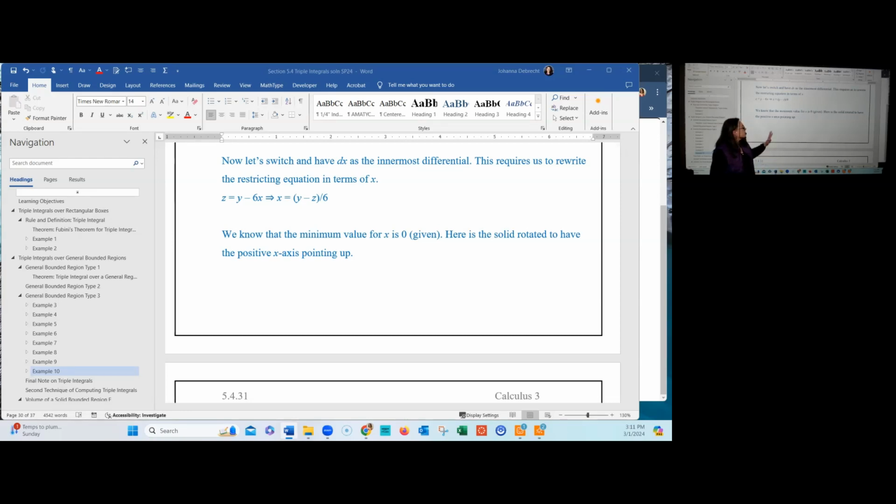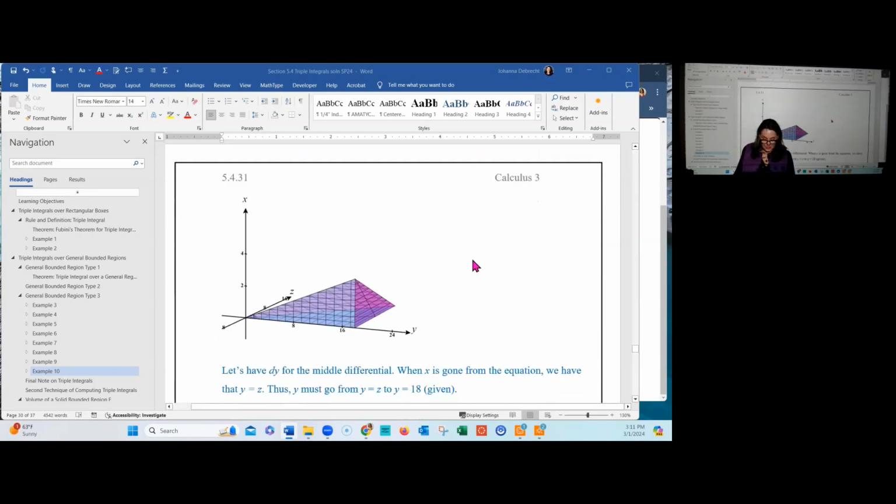So in this case, we want to take a look at what it looks like when we have the x-axis pointing up. This will enable us to find the limits of integration on the innermost integral, the single integral. So in this case, we're going from the plane x equals 0 up to our slanted surface. So when we're looking at this, we're going to have that for the limits of integration on the innermost.